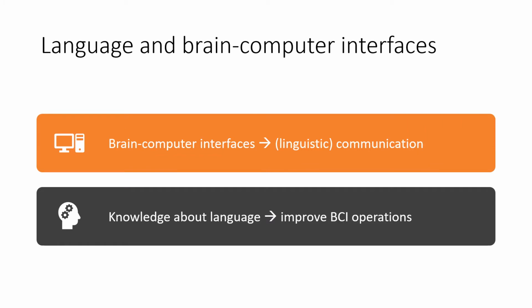So for my paper, I'm investigating the relationship between brain-computer interfaces and language. And I want to do this by looking at it from two different perspectives. The first one is how can we use brain-computer interfaces for linguistic communication? And the second perspective is how can we use knowledge about language to improve BCI operations? So there are different ways of looking at the link between language and BCIs.